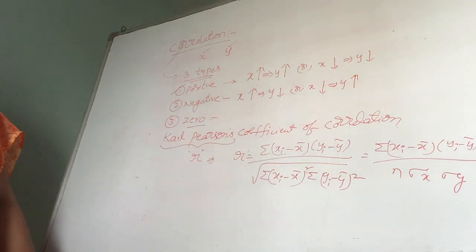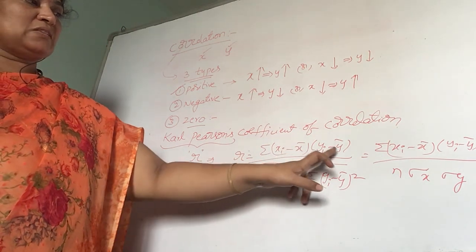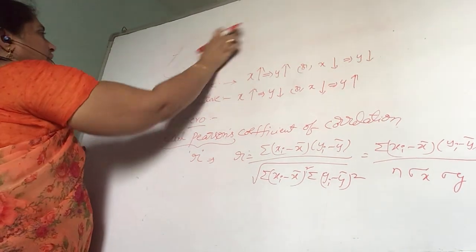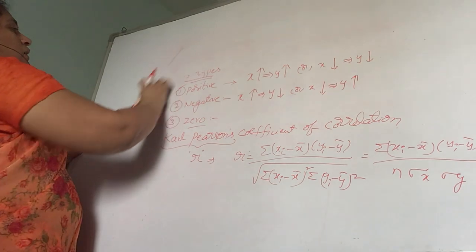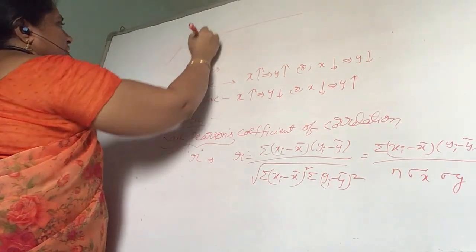So what is xi and yi, and what is x bar and y bar? Here two variables are given, x and y. We take the sum of the values.